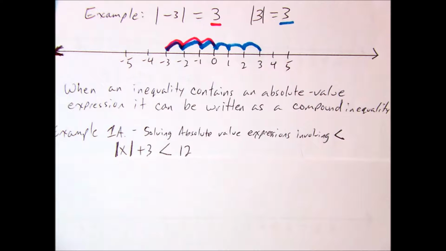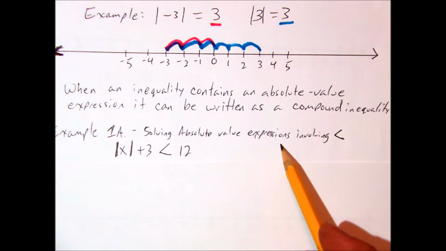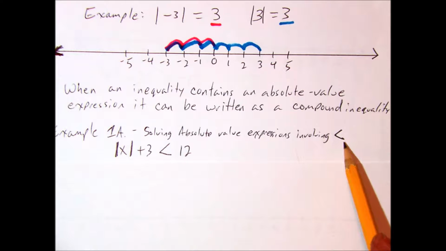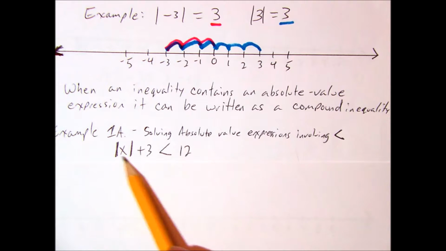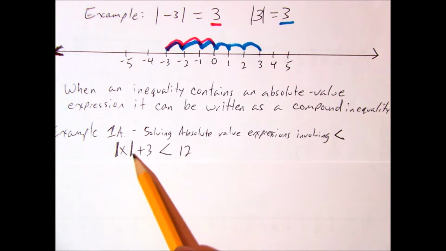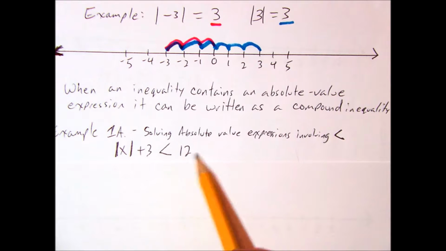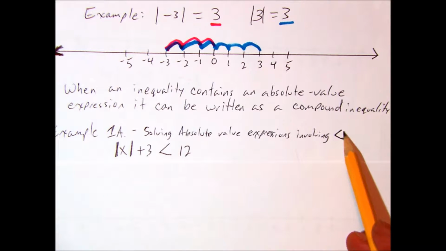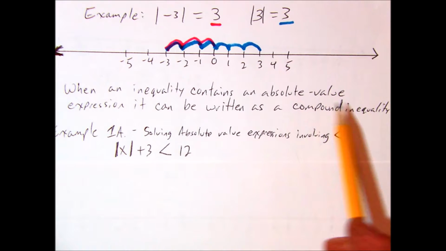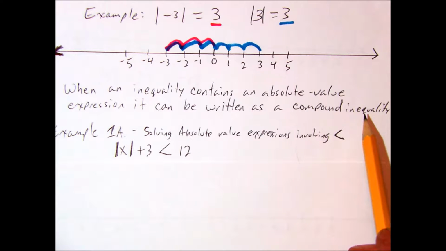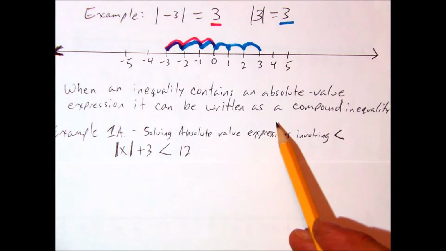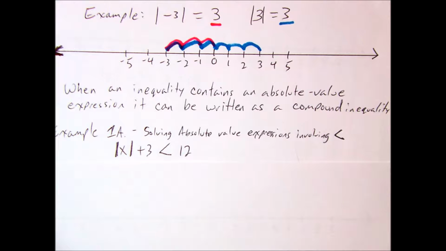So in example 1a, solving absolute value expressions involving less than. So the absolute value expression is less than some value. So this is when we're dealing with the less than symbol, we're working with a compound inequality that is going to be an AND statement instead of an OR. We'll see the OR statement next.